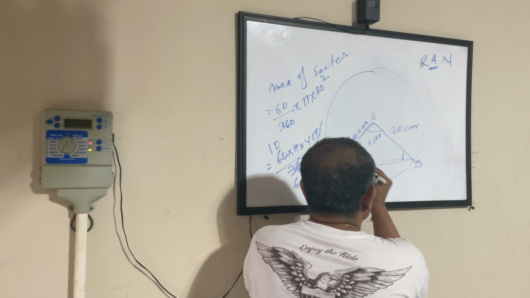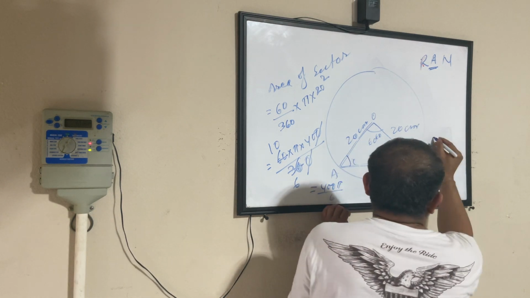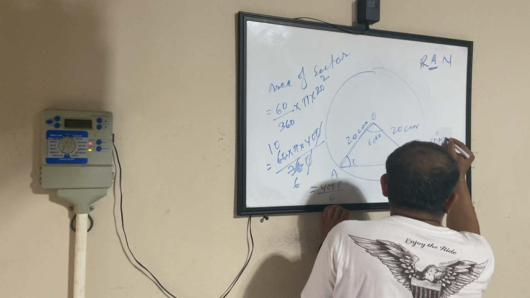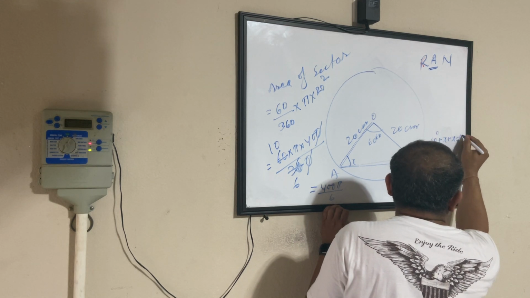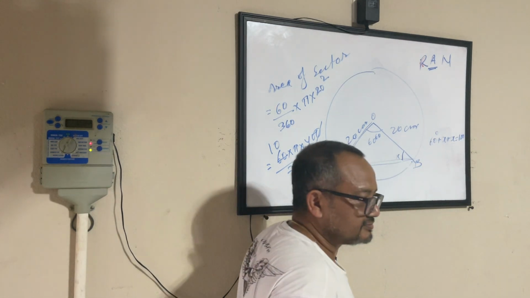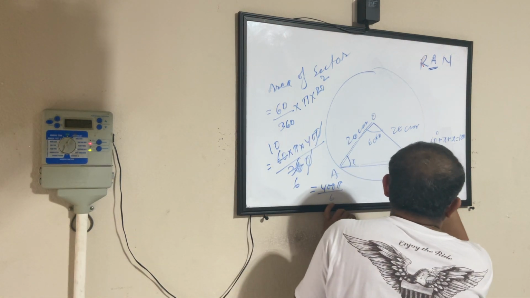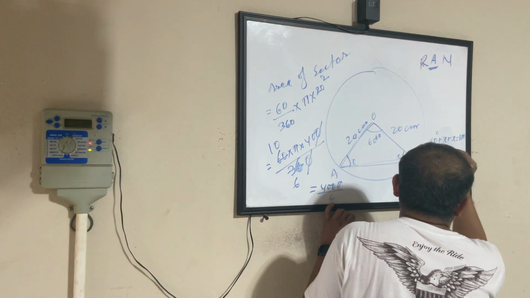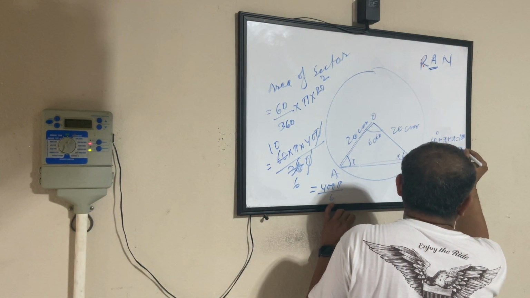If this is x, this is also x. So 60 plus x is how much? 180. So 60 degree plus 2x is 180 degree.